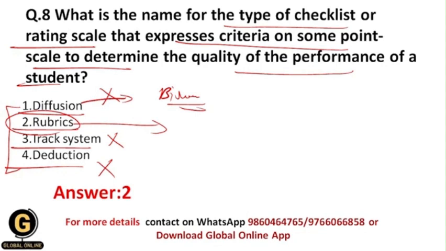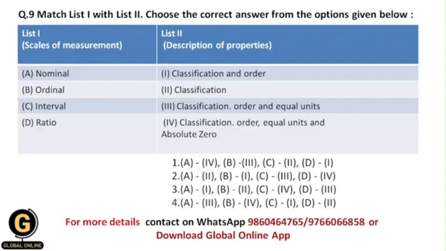So only understand here that a rubric is a type of checklist or rating scale, and it is useful to give some criteria on some point scale, so that we can determine the quality of the performance of a student. That's why your correct answer should be 2 here. Next is, now here they have given you list 1 and list 2, and you need to match list 1 with list 2.